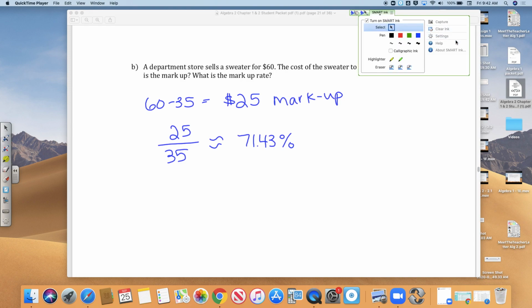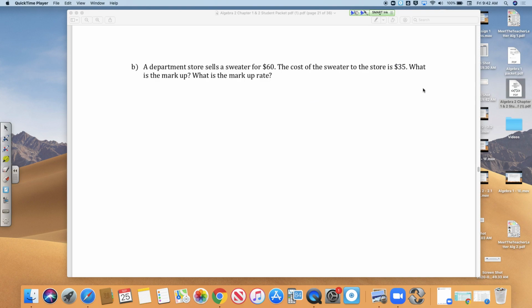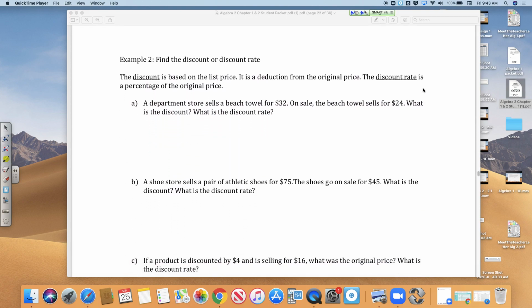We looked at markups. Now let's look at the opposite of that, which is discounts. The discount is based on the list price, so it's a reduction from the original price. And the discount rate is still a percentage of the original price. Now in letter A, a department store sells a beach towel for $32. On sale, the beach towel sells for $24.